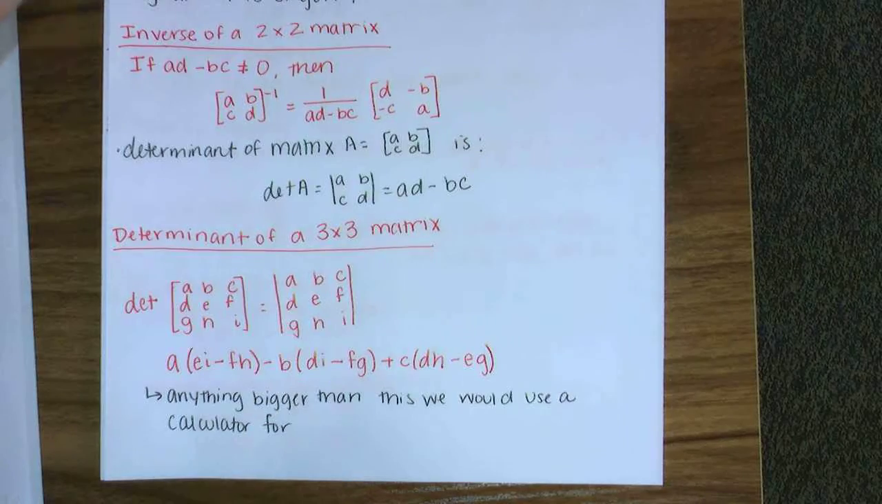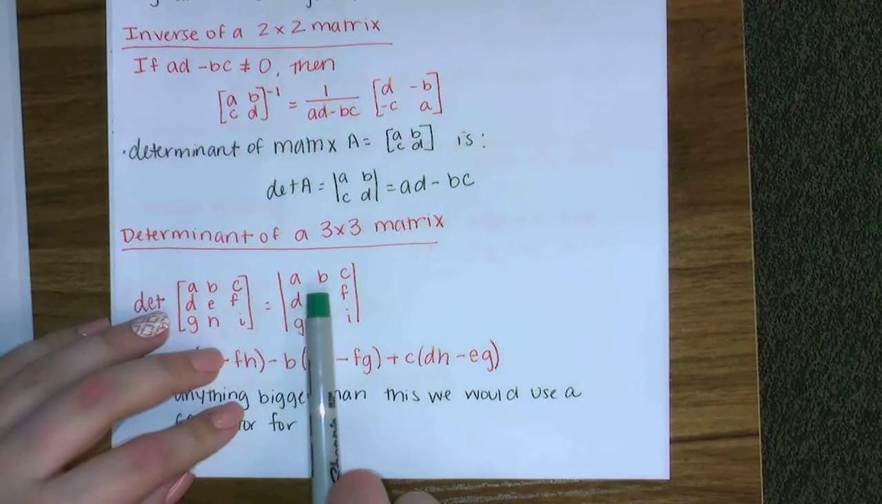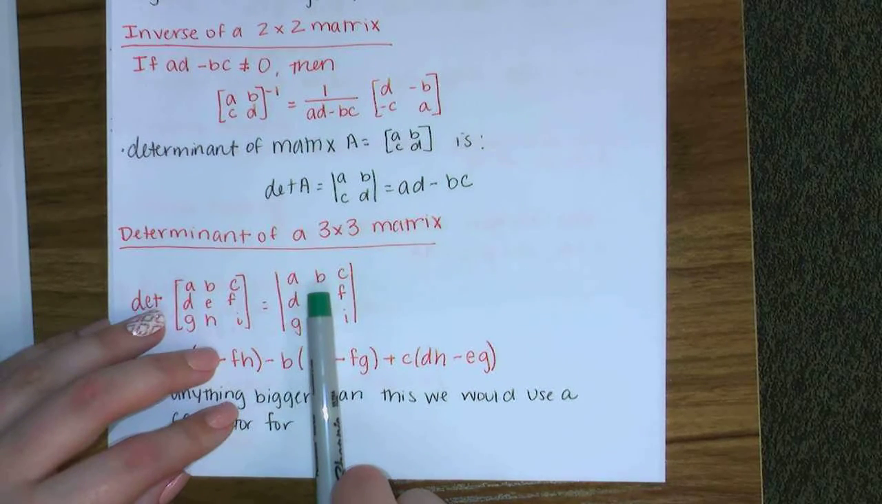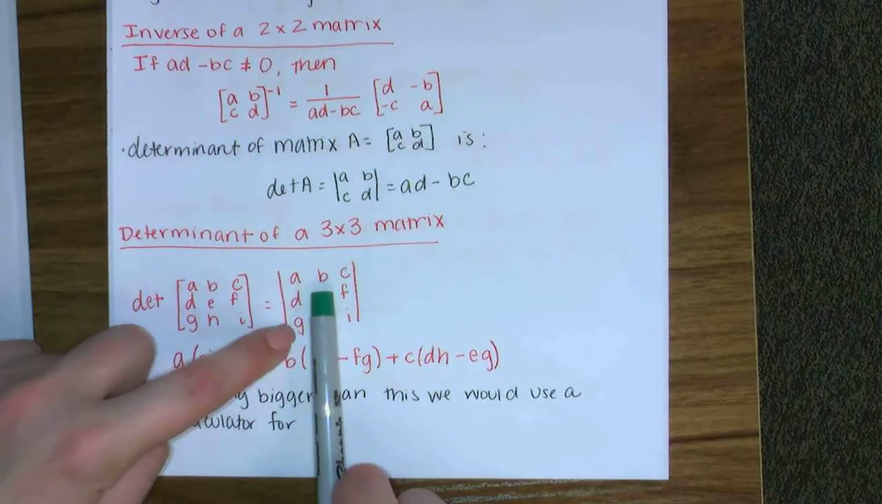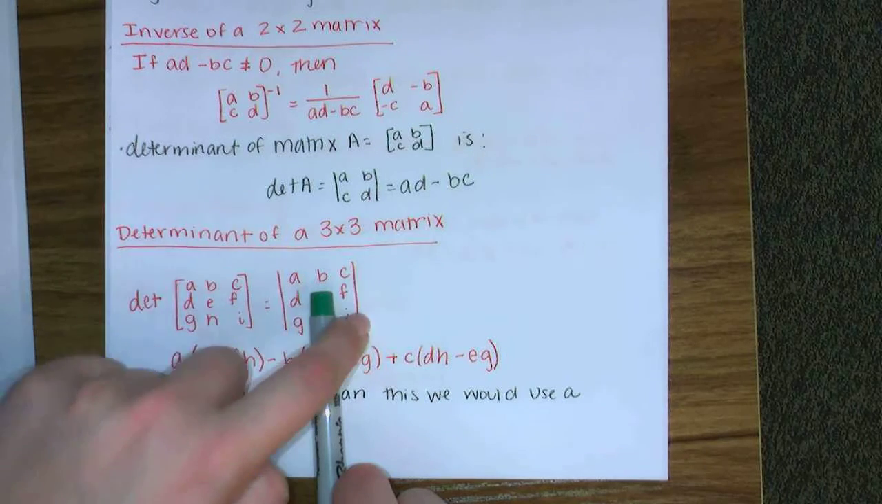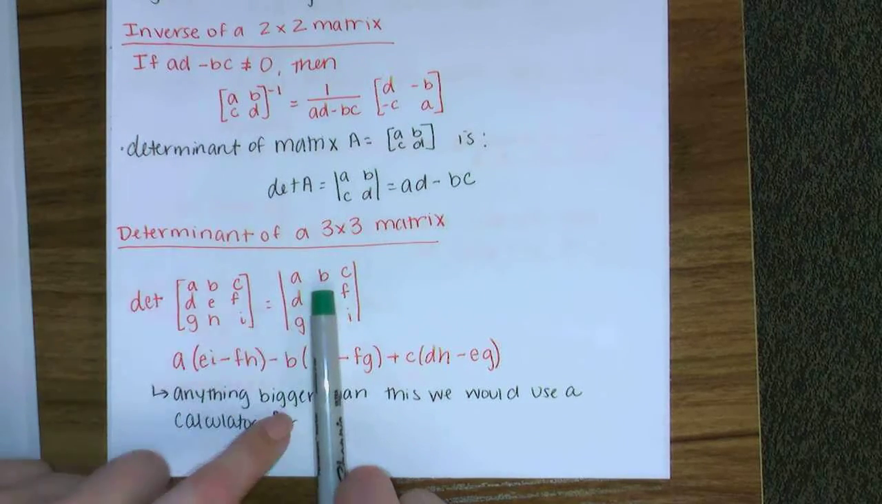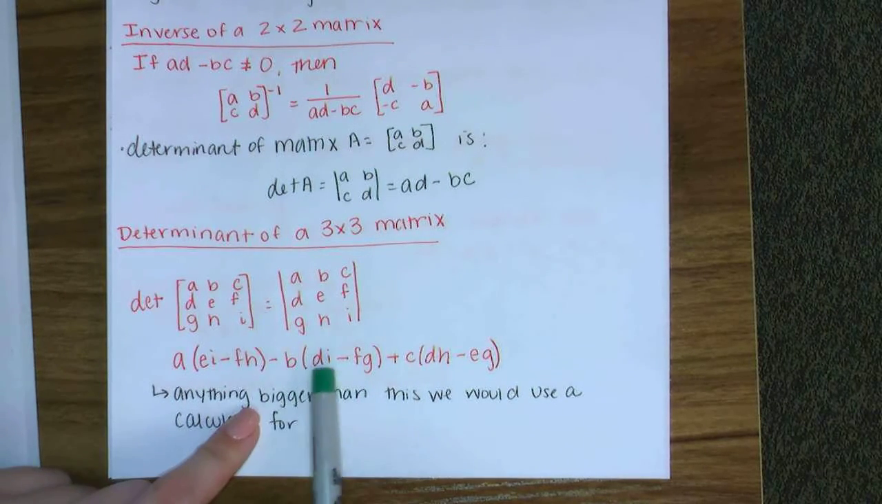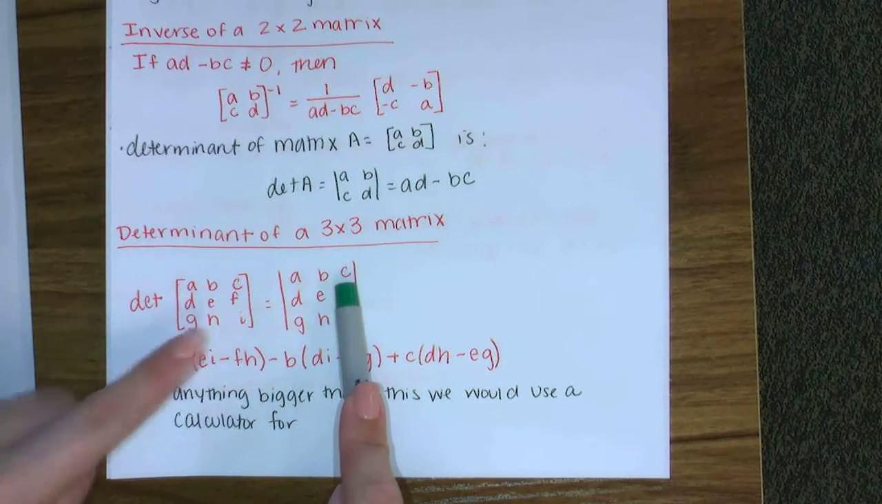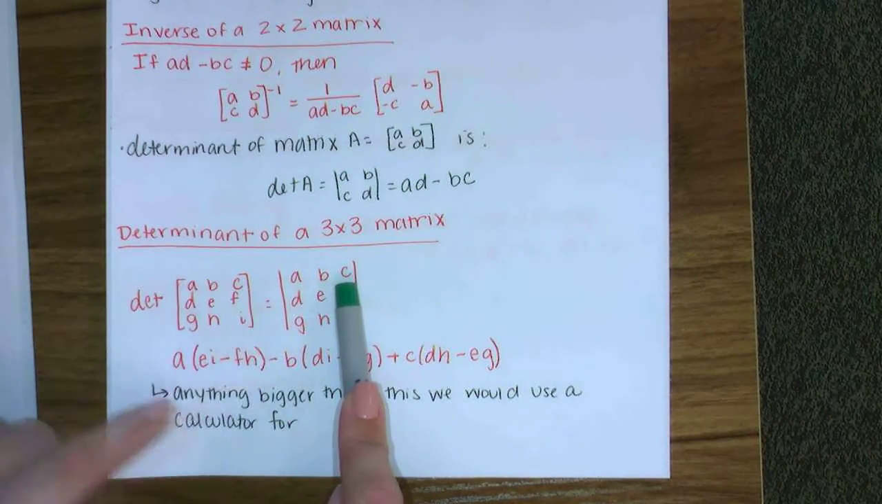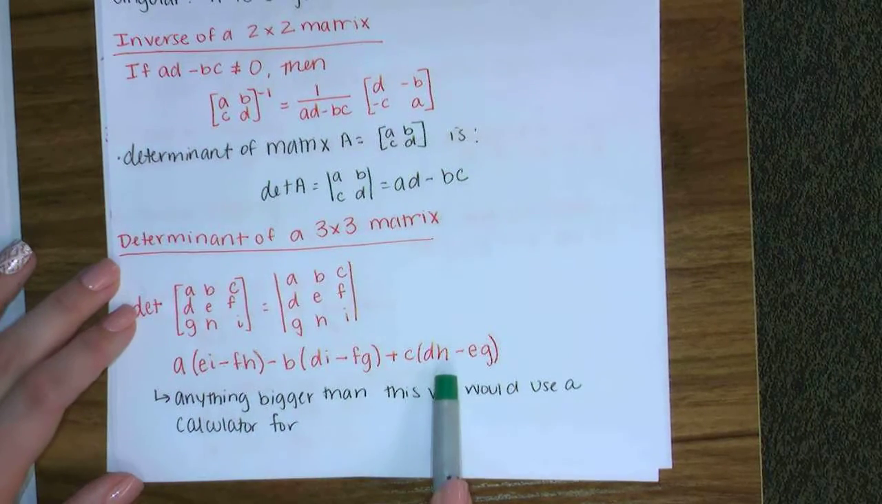Let's see if I can cover it up with this. Okay, there we go. So now everything's covered up, and I'm using this square here to do it. So I have di minus fg. So negative b times di minus fg, plus c. So cover up everything in c, and we do dh minus eg, which is what we get here.